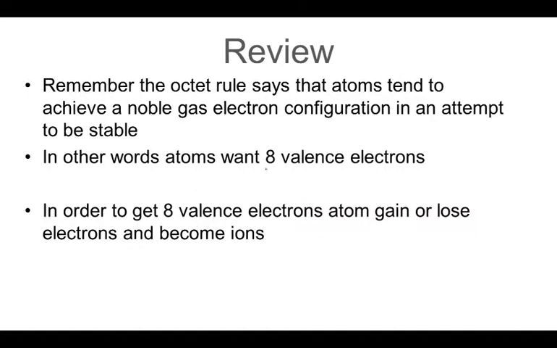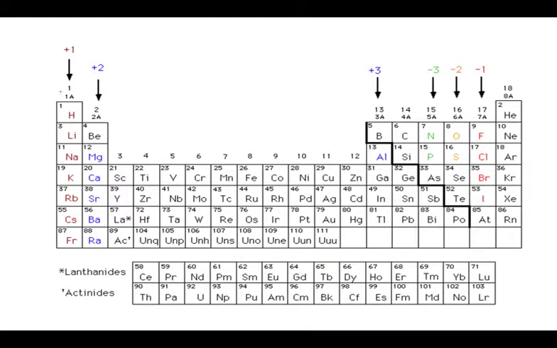Pretty much all elements want to get 8 valence electrons, except for hydrogen. But really, they want to have the same number of electrons as their nearest noble gas to be stable. In order to do that, they'll become ions. Remember that everything in the first column, the alkali metals, is going to lose 1 electron to become +1. Remember, the positives are cations. And when they form a negative over here, they're the anions. Here's just a little refresher.